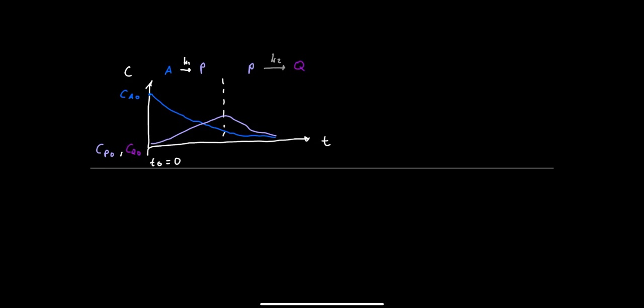So at the beginning we have very little P, so the slope of Cq is going to be very low, and it will increase with time as we have more P. But at some point our P is being converted to Q and we have not so much P left, so the slope will decrease.